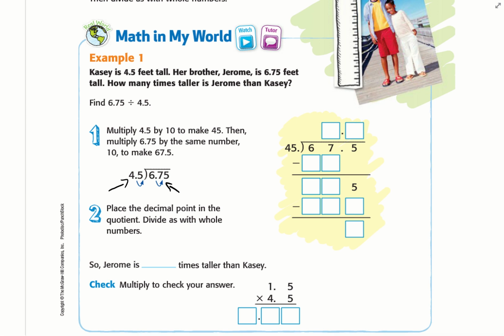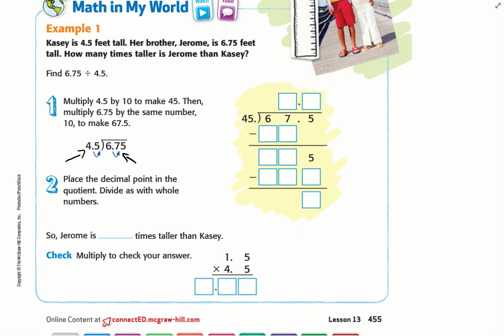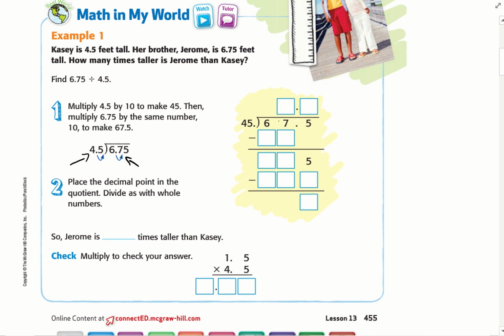So my new equation or expression is 45 as my divisor and 67.5 as my dividend. So 67.5 divided by 45. All we did was move the decimal once in both numbers. So 45 goes into 6 0 times, but 45 goes into 67 once. So I'm going to write my steps.